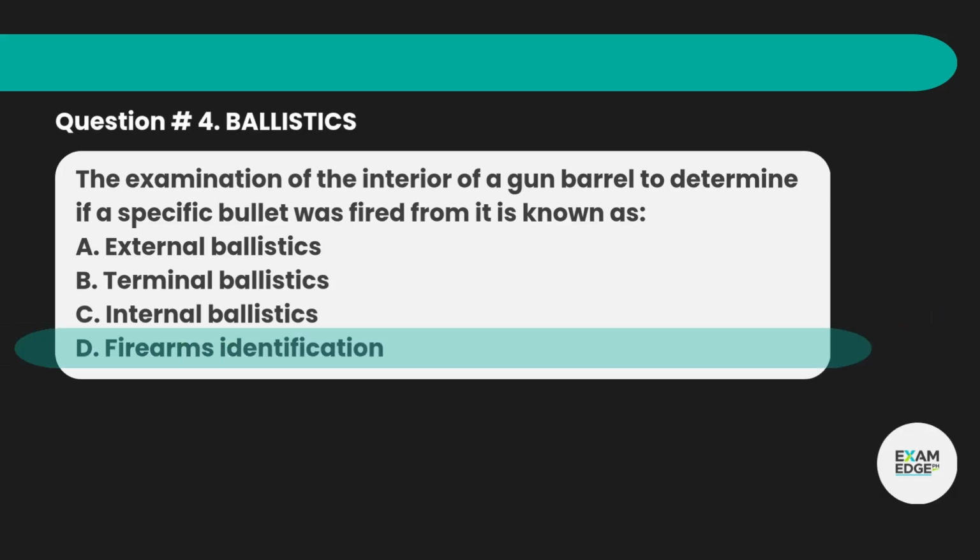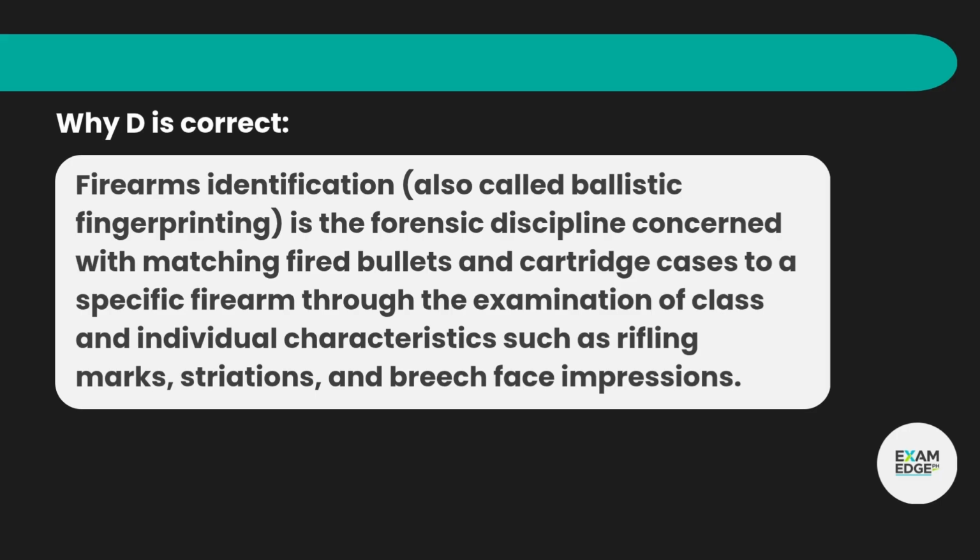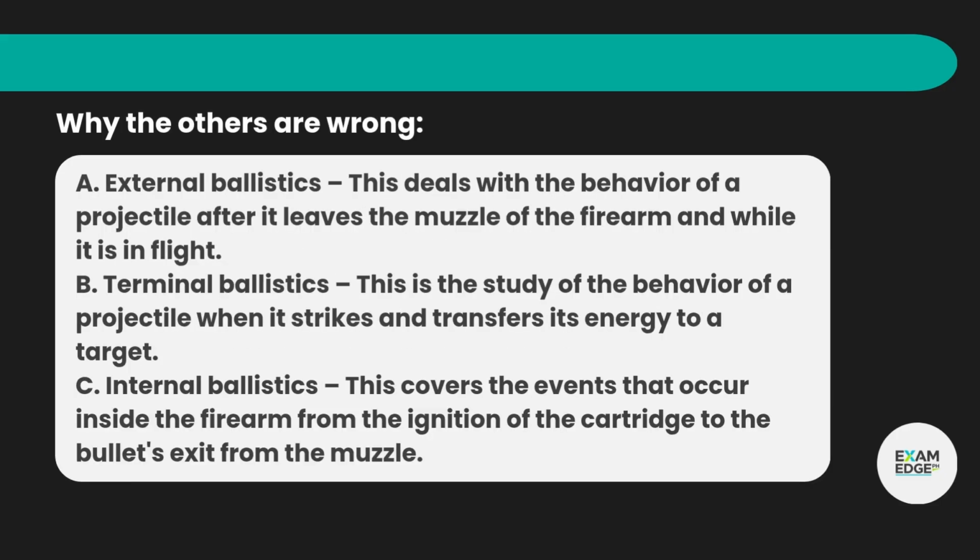Correct answer: D. Firearms identification. Why D is correct? Firearms identification, also called ballistic fingerprinting, is the forensic discipline concerned with matching fired bullets and cartridge cases to a specific firearm through the examination of class and individual characteristics such as rifling marks, striations, and breech face impressions. Why the others are wrong?